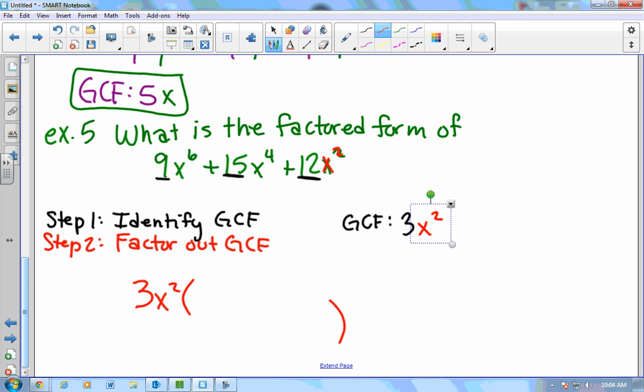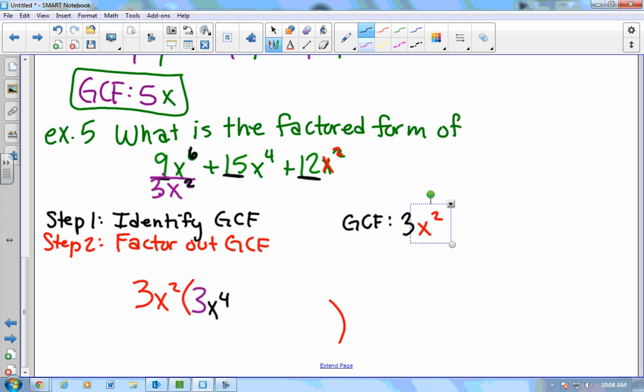Okay, so I want to show you what's really happening. We're going to divide this trinomial by 3x squared. So 9 divided by 3 is 3. x to the 6 divided by x squared is x to the 4. Remember, when dealing with exponents and the base is the same, when we divide, we have to subtract. Divide, subtract. 6 minus 2 is x to the 4.